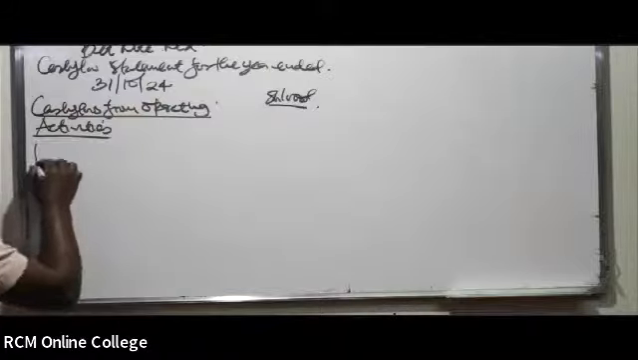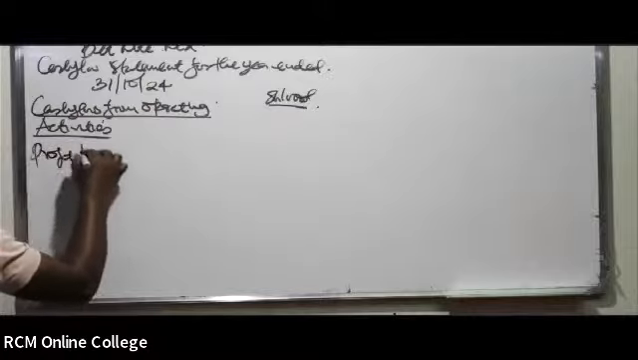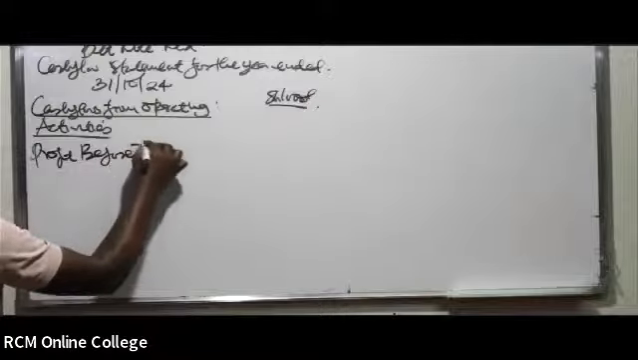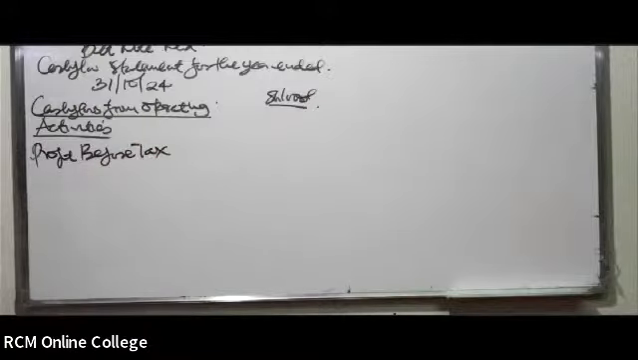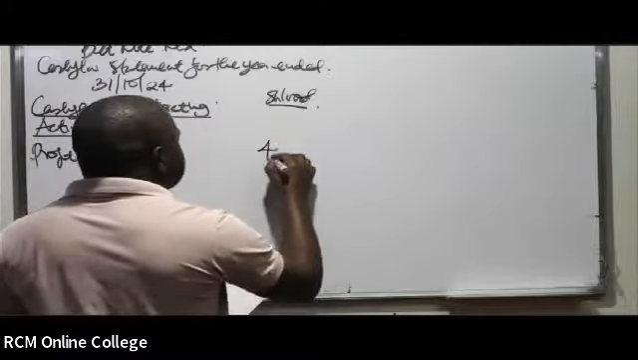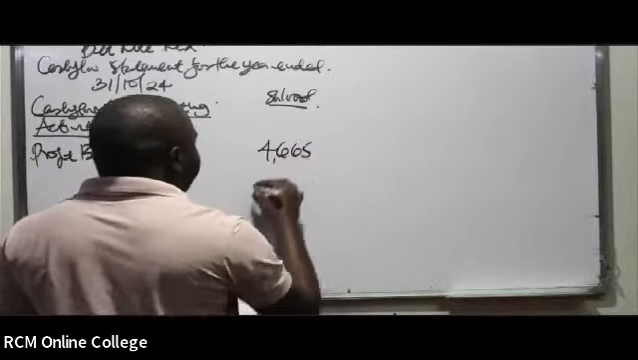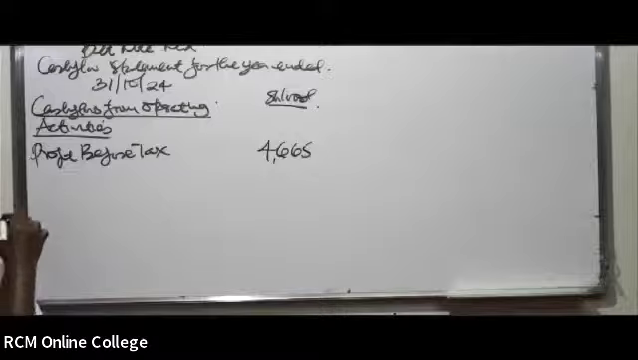So in this case, profit before tax. You can see the figure you've been given in the income statement extract. The profit before tax is 4665. Then with this one, you adjust for what?